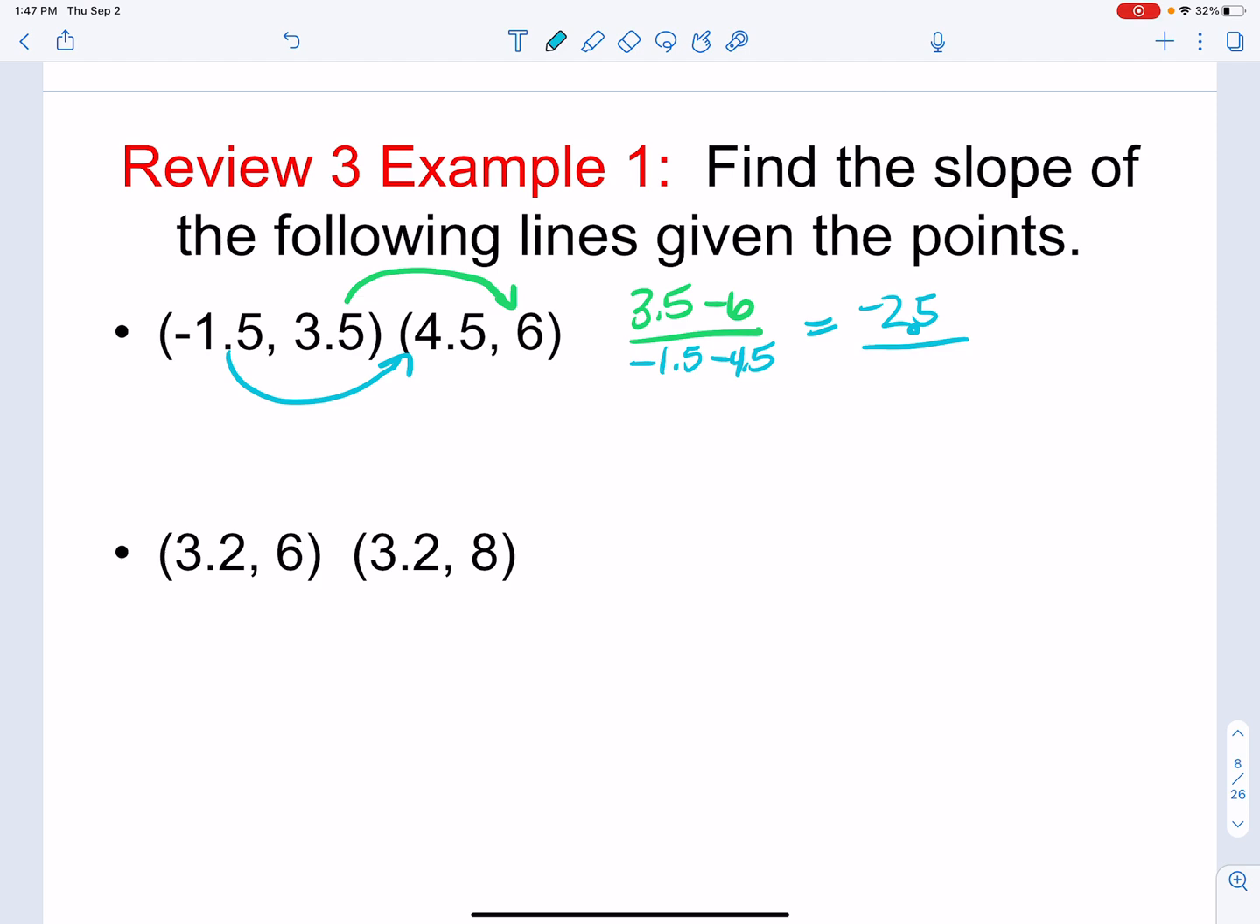And then I do negative 1.5 and a negative 4.5. That's a negative 6. Okay, and so it's been a while since you've done fractions, a negative and a negative. So if I need to simplify this, isn't it 25/60ths? Because you would move the decimal one place, and so this would be 5/12. That would be my slope.